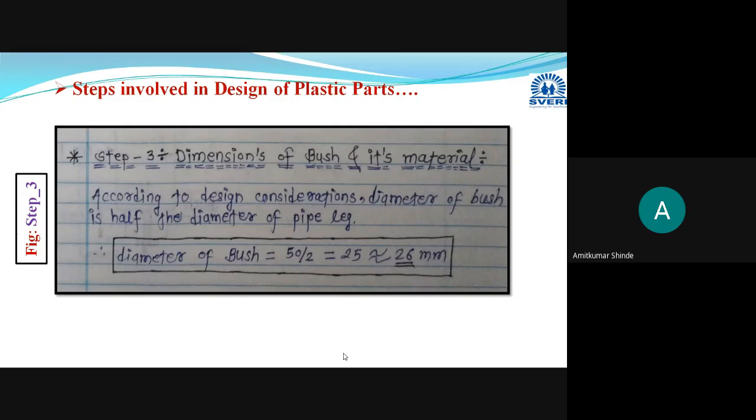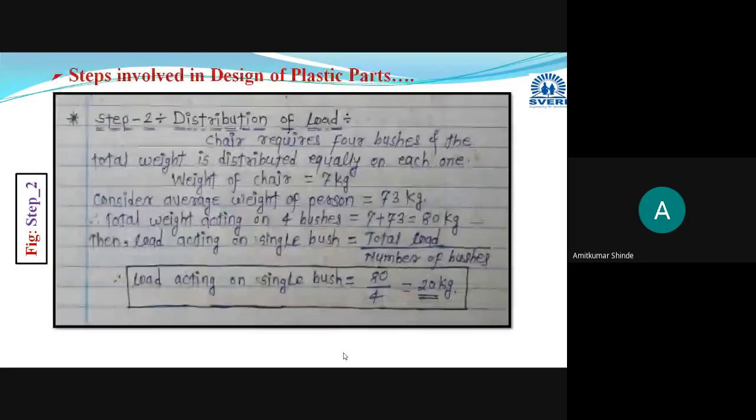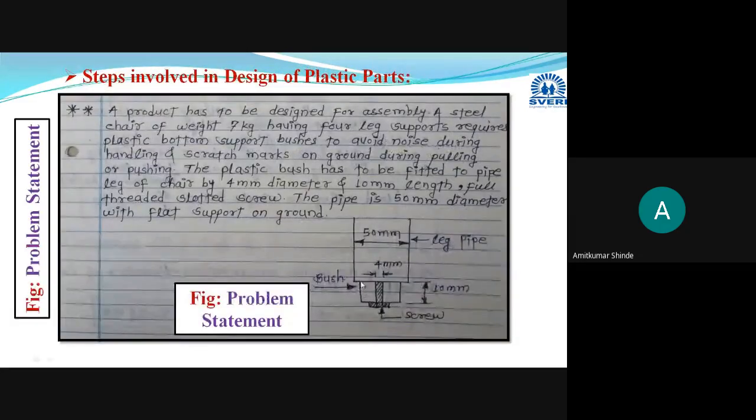Okay, I will show you the diagram for this. Here, this is the bush. First you have to decide the diameter. This is the diameter of the bush and its length.